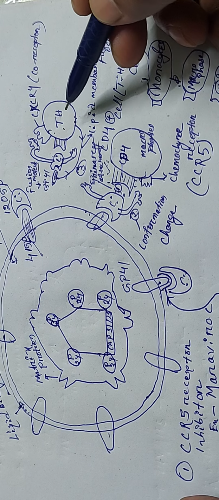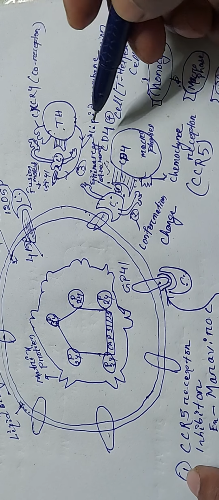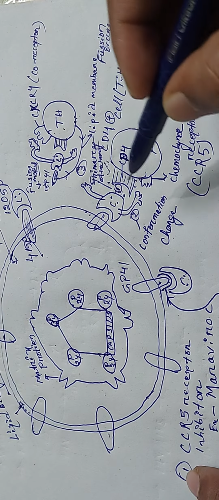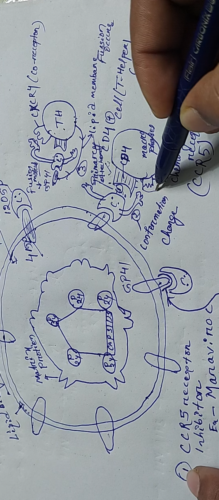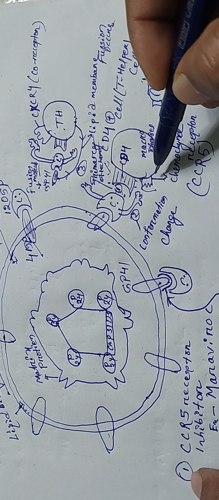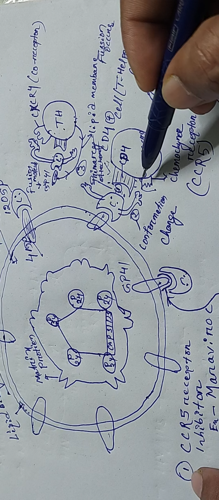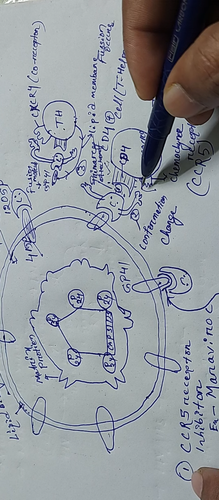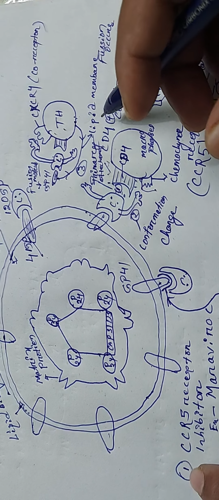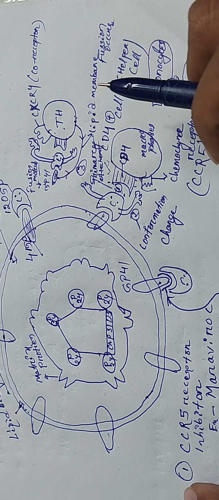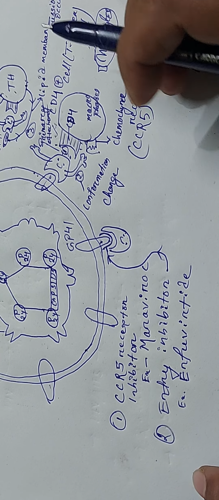Here we have drugs. We have drugs which inhibit the CCR5 receptor. This is called a CCR5 receptor inhibitor, and this drug is Maraviroc.